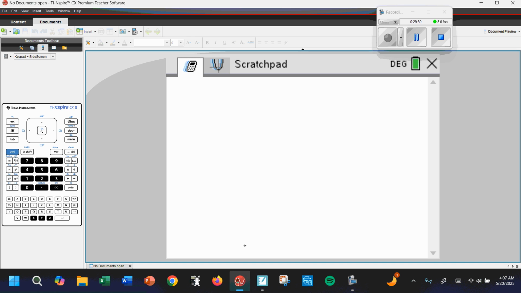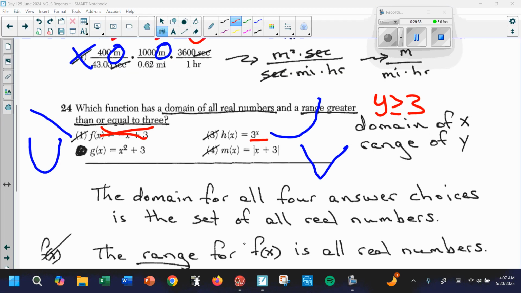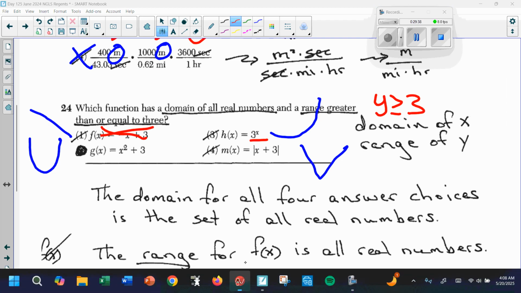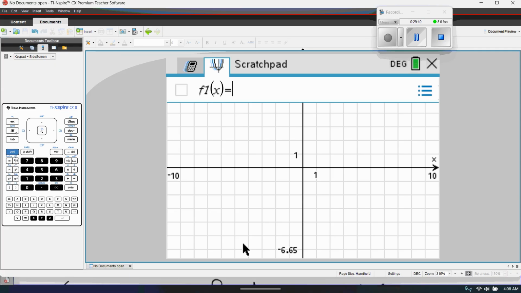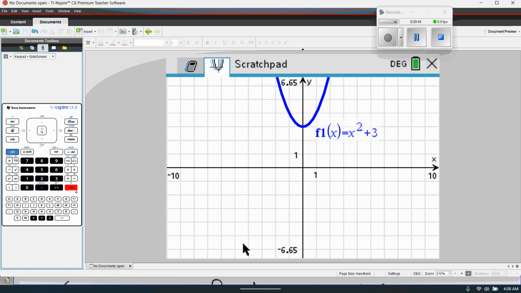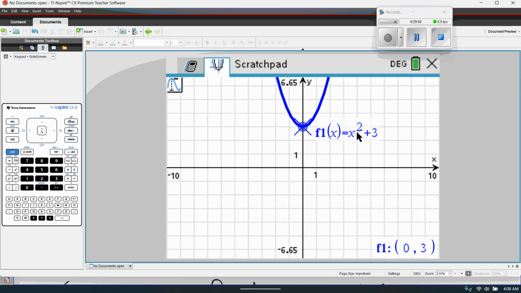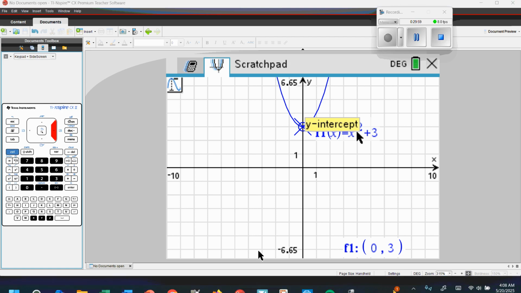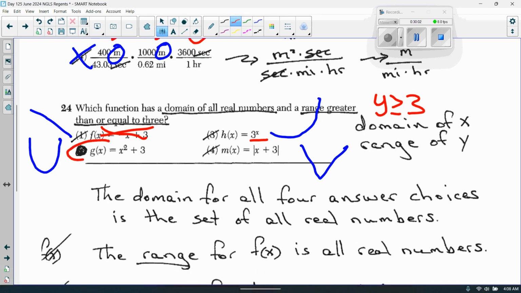And the final one, x squared plus 3. So here we go. Oh my goodness. Come on. X squared plus 3. And you can see how it never gets lower than 3 and it's above 3. And if you don't believe me, let's use menu, trace, graph trace. And you can see how its minimum or y-intercept is at 3, and it never got lower than that point. So we got a winner. It's this one.